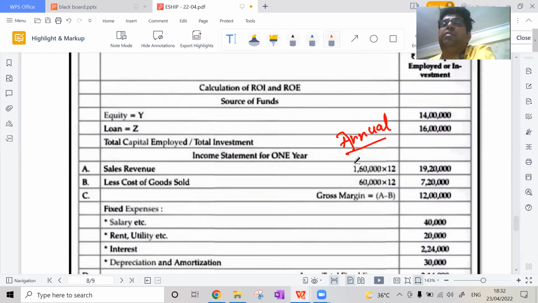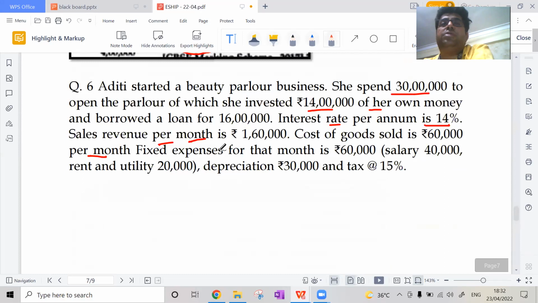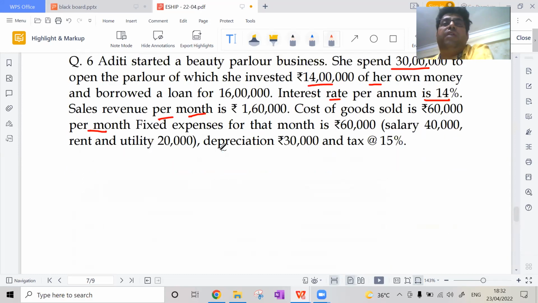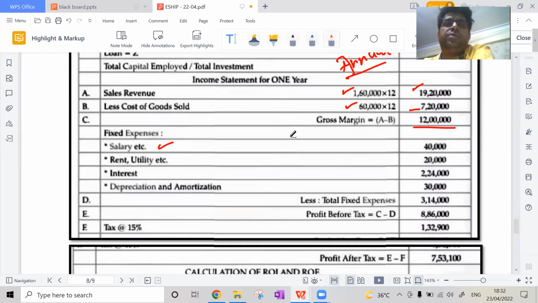So first sales revenue is 1,60,000 multiplied by 12. Then COGS was 60,000 multiplied by 12. So gross margin was 12 lakh. After that, fixed expenses, salary and other expenses. See, in that case, if they are not given on annual basis, you have to convert them into overall. If they are given on the monthly basis, you have to multiply it by 12. If they are not multiplied, there is a mistake on that, and that should be corrected.